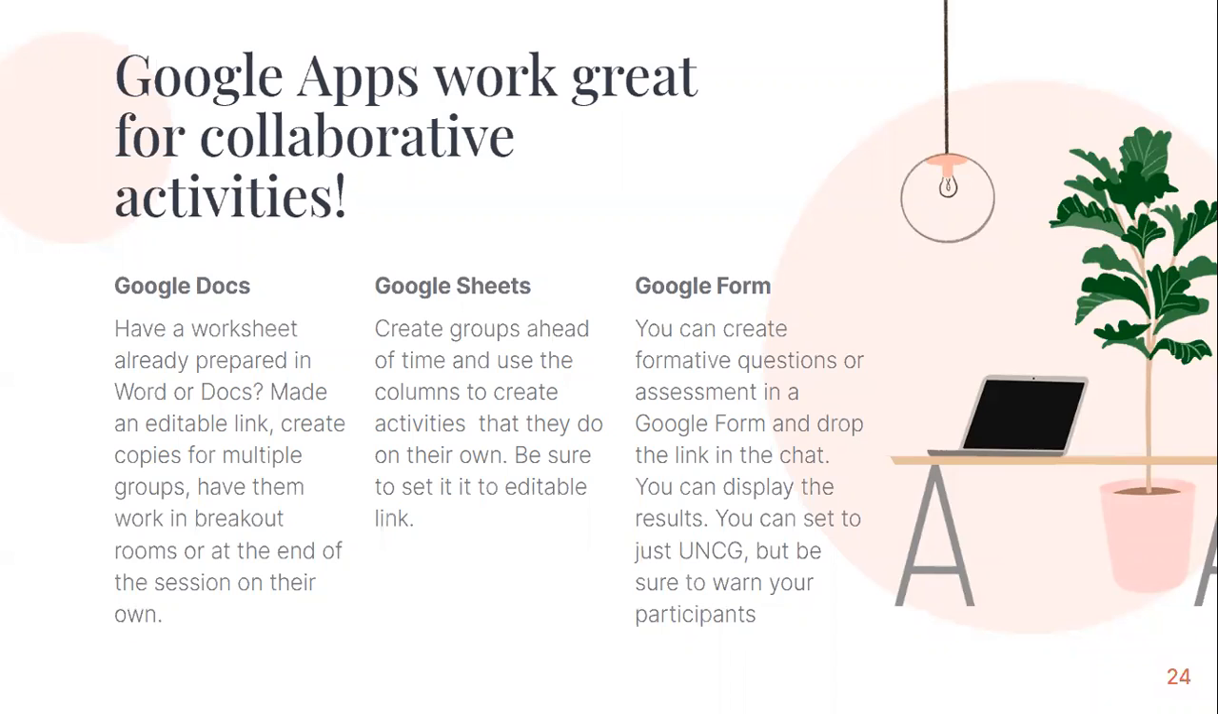Y'all probably know by now that all Google Apps have the ability, when you share a link, to create it as a view link, which is the default. At UNCG you can also turn it on so that anyone can view, but you can also switch it from anyone can view to anyone can edit. So if you create these editable links to Google Docs or Google Sheets, you've created a collaborative document that many people can work on at the same time, synchronously, in a session. And then you as the lecturer can pull them up, watch it happen, and monitor it.